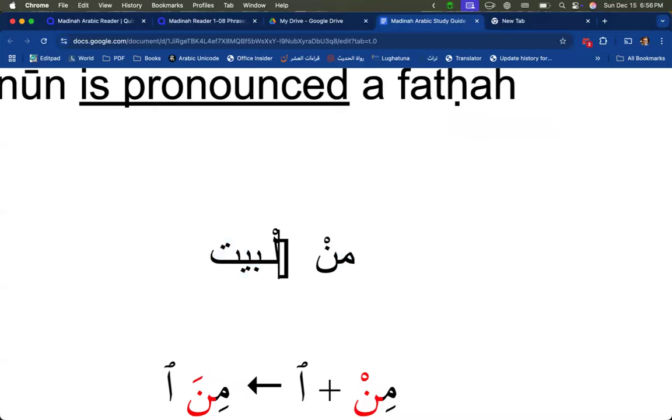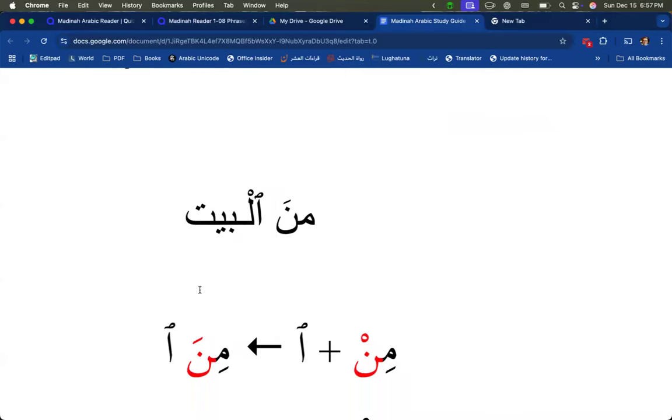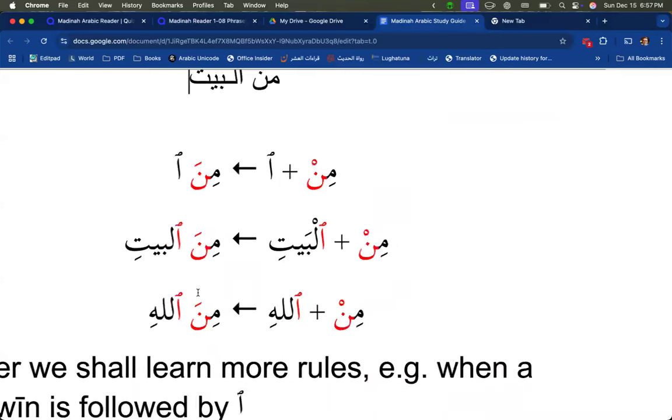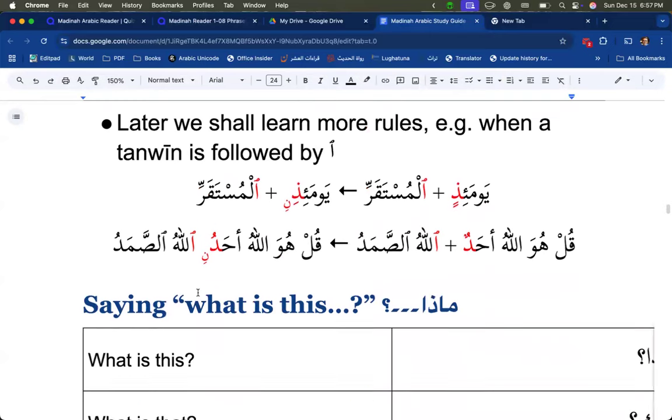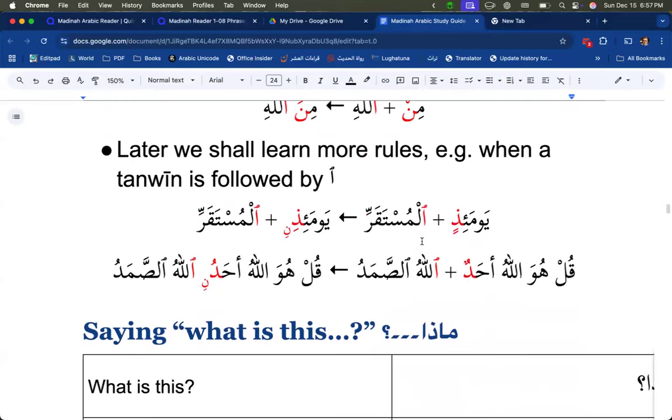So you will say, instead of min al-bayt, you say mina al-bayt. Okay? Okay, we'll just leave it at that for now. And this happens for a lot of other reasons as well. Inshallah, we will learn that later. I tell you about it right here.